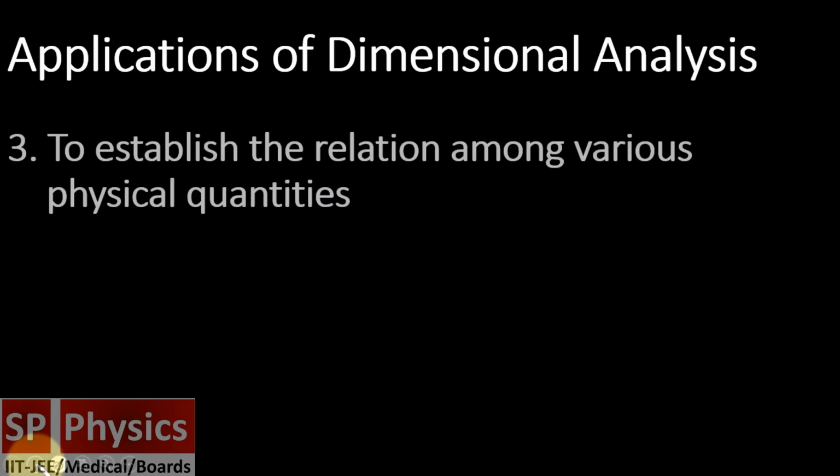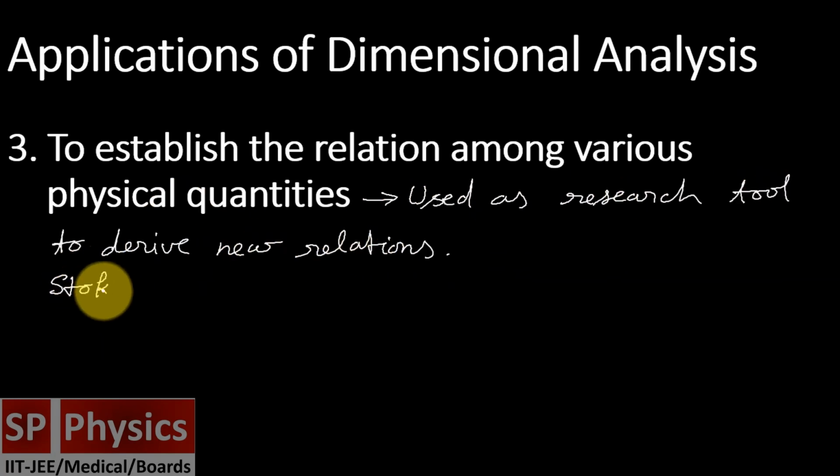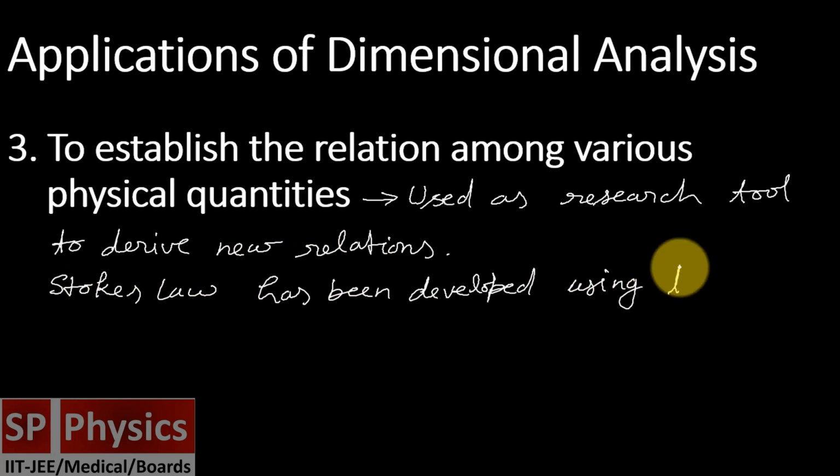Application 3 is to establish the relation among various physical quantities. If we know the various factors on which a physical quantity depends, then we can find a relation among the different factors. It is used as a research tool to derive new relations. For example, Stokes' law has been developed using this principle.